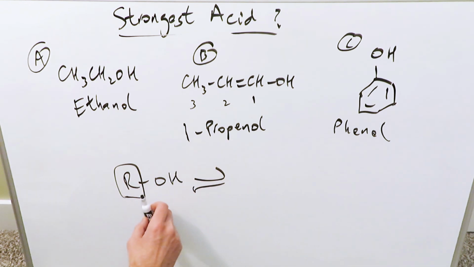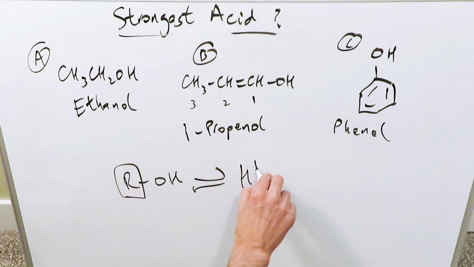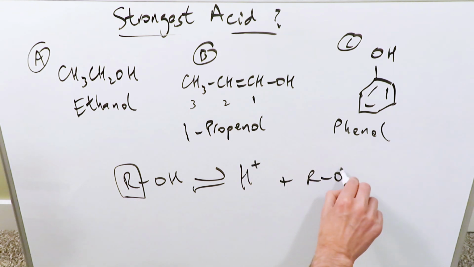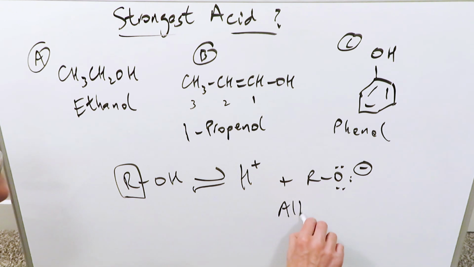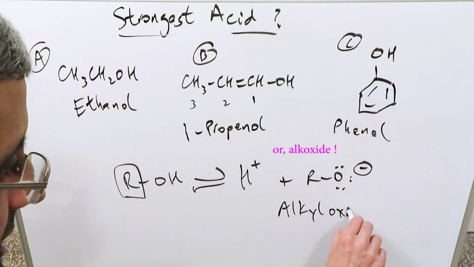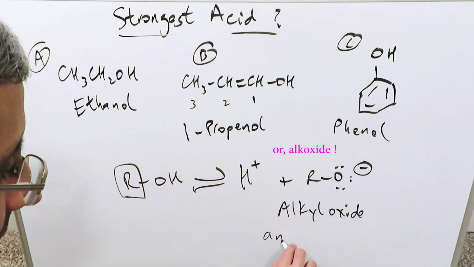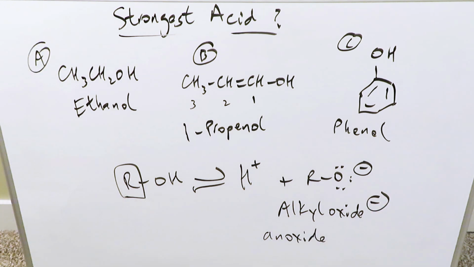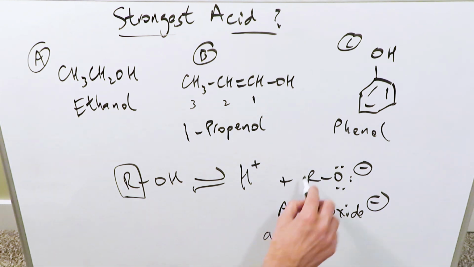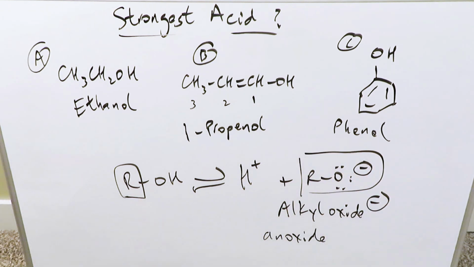What is the likelihood it will undergo this reaction to generate a proton and an oxide? And your oxide will be this, and we'll call this an alkyl oxide, or in other words, an oxide. These are your anions, and we'll give it a negative charge. You're looking here at the strength of this, or the stability of that, to make your judgment.